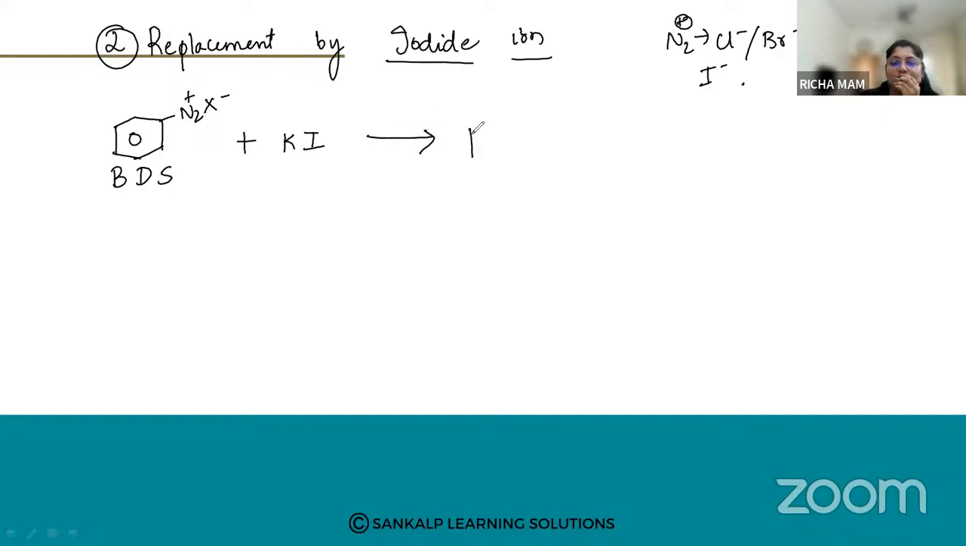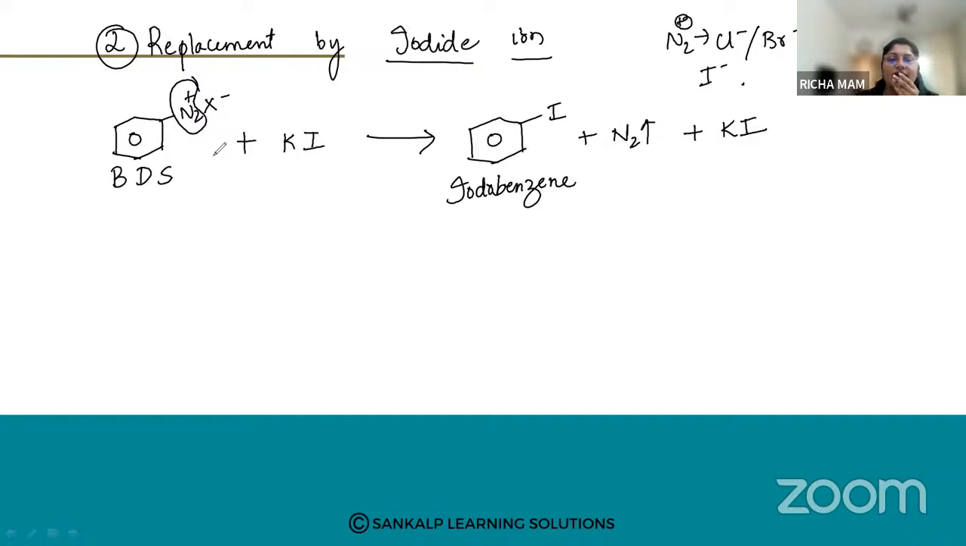What am I going to get? I am going to get iodobenzene, plus N2 gas is liberated, plus KCl. So this is our iodobenzene. Understood? So how to replace the diazo group by iodide? By reacting it with potassium iodide. When benzene diazonium salt is reacted with potassium iodide, we obtain iodobenzene. Is it clear?